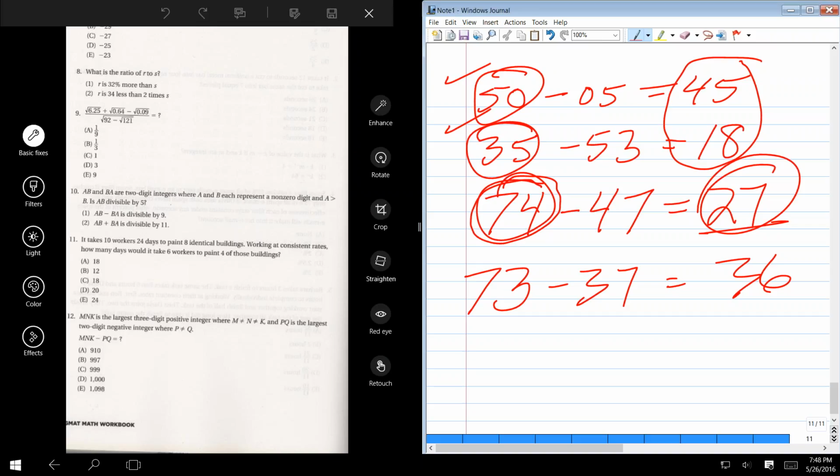So finding 2 solutions shows me that it's not enough to know whether AB is divisible by 5, because it is in this one, it is in this one, but it's not in that one. Exactly. So a definite no on number 1. Can't be sufficient alone. So no on number 1.